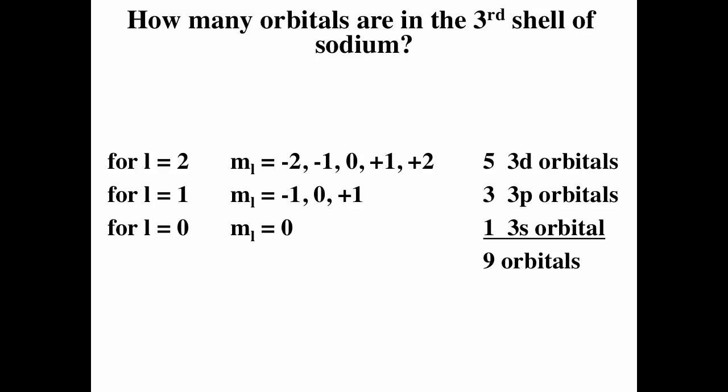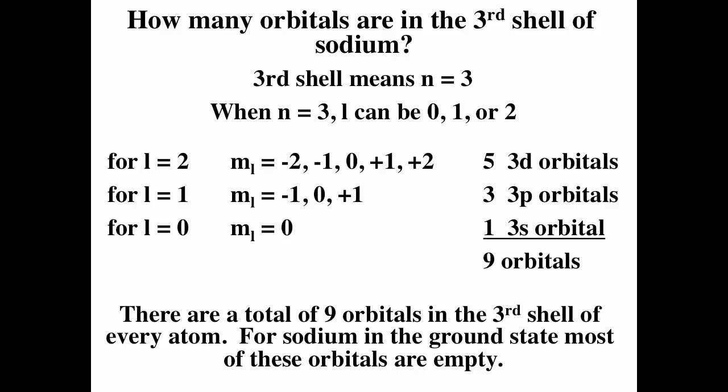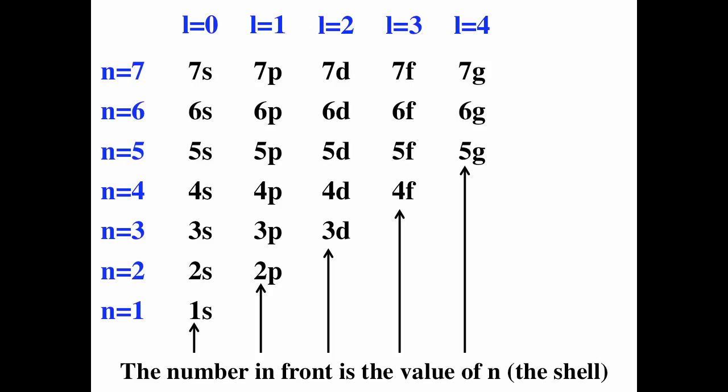Another question that could be asked is, okay, how many orbitals are in the third shell of sodium? And the answer is exactly the same. All atoms have 9 orbitals in the third shell, but not all these orbitals have to be filled. So there's a difference between an orbital and electrons. An orbital is a state, it's a room. Electrons can occupy the orbitals, but sodium has 9 orbitals in its third shell, and actually only 1 orbital is occupied.